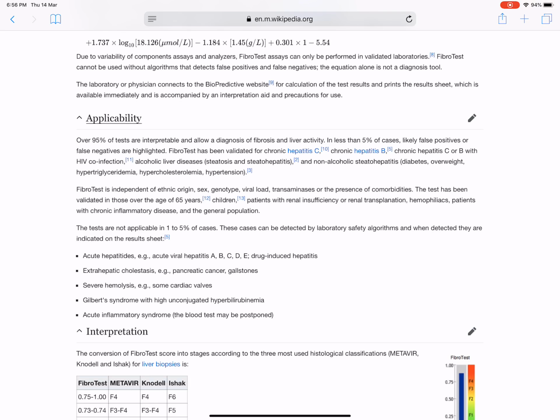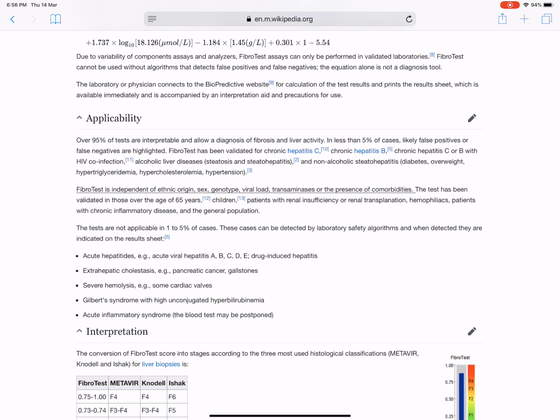Applicability. Over 95% of tests are interpretable and allow diagnosis of fibrosis and liver activity. In less than 5% of cases, likely false positives or false negatives are highlighted. FibroTest has been validated for chronic hepatitis C, chronic hepatitis B, chronic hepatitis C or B with HIV co-infection, alcoholic liver diseases, steatosis and steatohepatitis, non-alcoholic steatohepatitis, diabetes, overweight, hypertriglyceridemia, hypercholesterolemia, and hypertension.